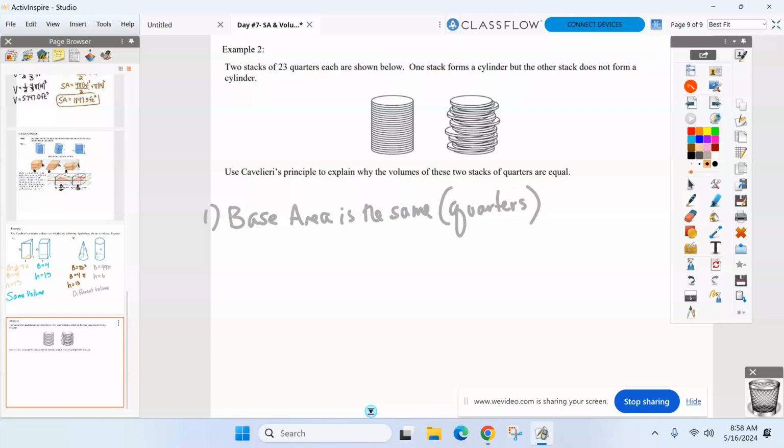Now, what about the height? Those heights don't look the same. Baloney. They both have how many quarters in it? 23. It's not like one's got 20 and the other's got 23. Yeah, that would be different heights. They have 23. I don't care if this is slanted. It doesn't matter. They have 23 each. They're going to have the same height. Same heights, 23 quarters. So that's why they're going to have the same volume.